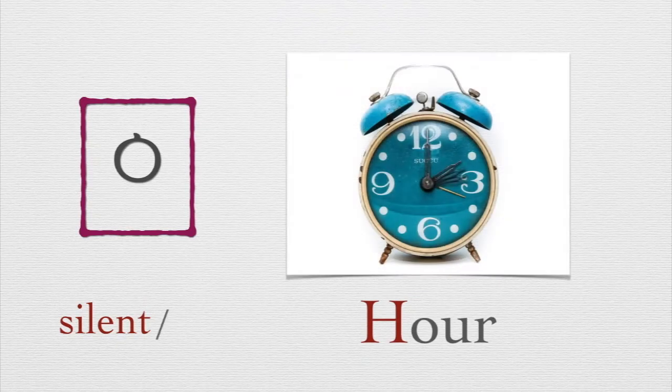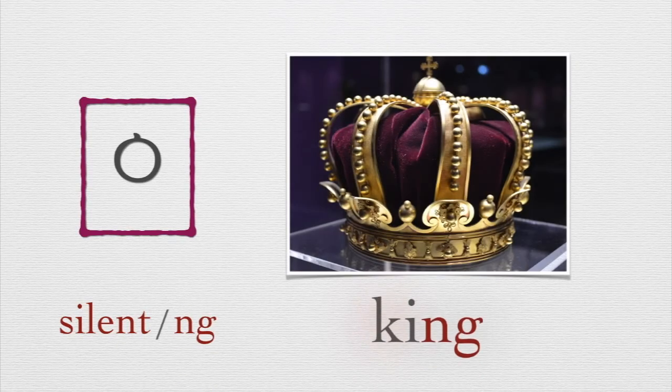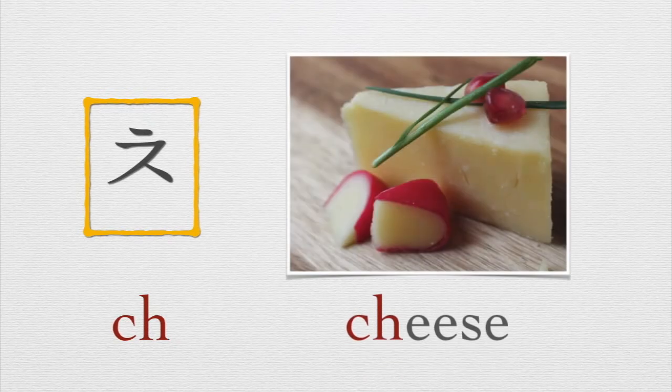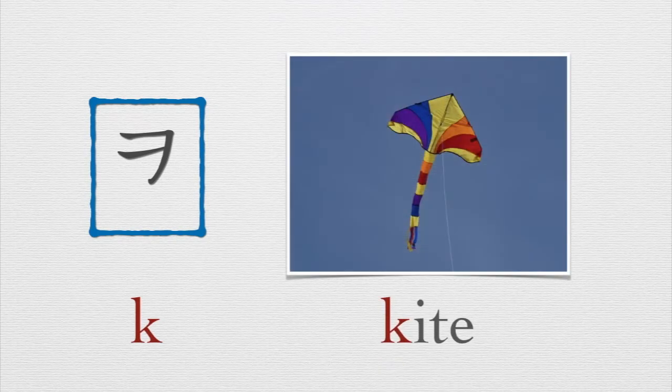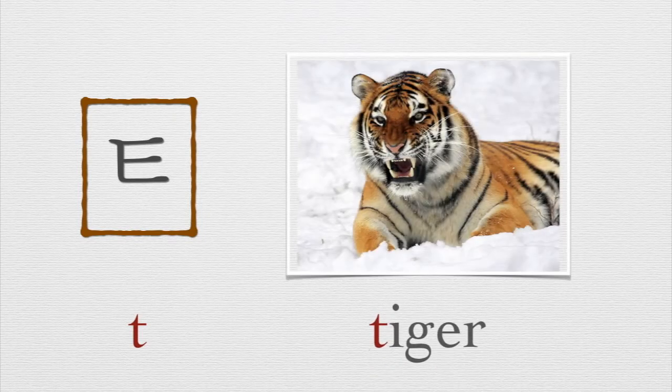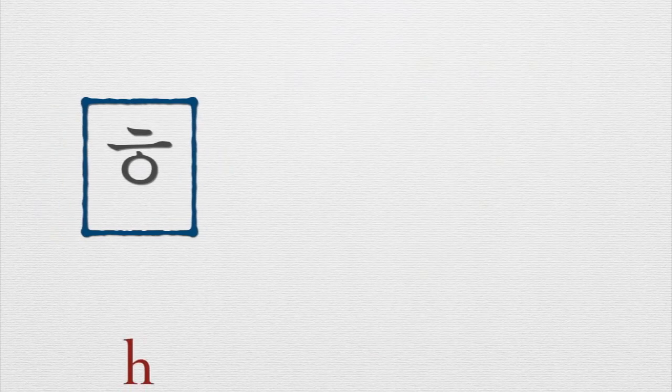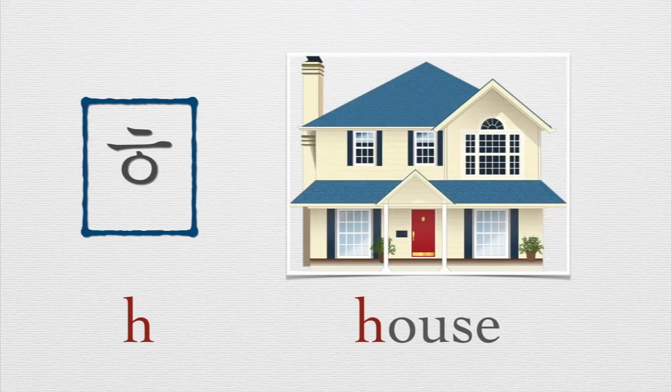이응 has a silent sound as in the word hour and the ng sound as in the word king. 지읒 has the j sound as in the word jam. 치읒 has the ch sound as in the word cheese. 키읔 has the k sound as in the word kite. 티읒 has the t sound as in the word tiger. 피읍 has the p sound as in the word paint. 히읗 has the h sound as in the word house.